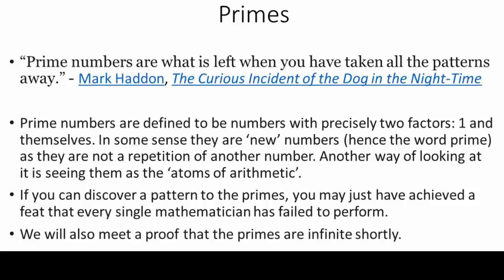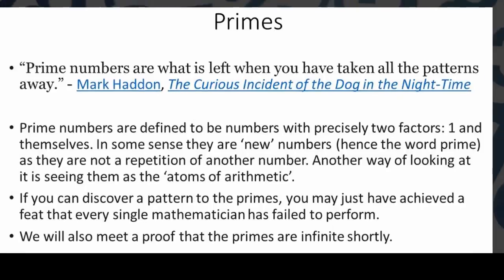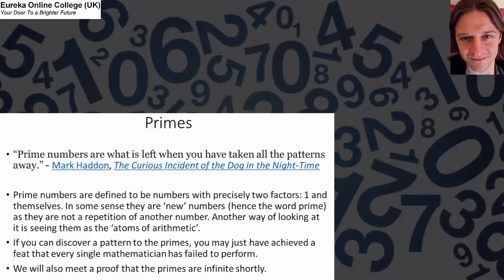There are naturally other descriptions which have been given. Another one is Marcus du Sautoy, who famously described them as the atoms of arithmetic. Actually, he may not have been the first to say that, but they are essentially new numbers, numbers which are new to the number system. Now, they have precisely two factors, one and themselves. In some sense, they are new numbers, hence the word prime, as they are not a repetition of any other number. Another way of looking at it is seeing them as the atoms of arithmetic, as just mentioned.